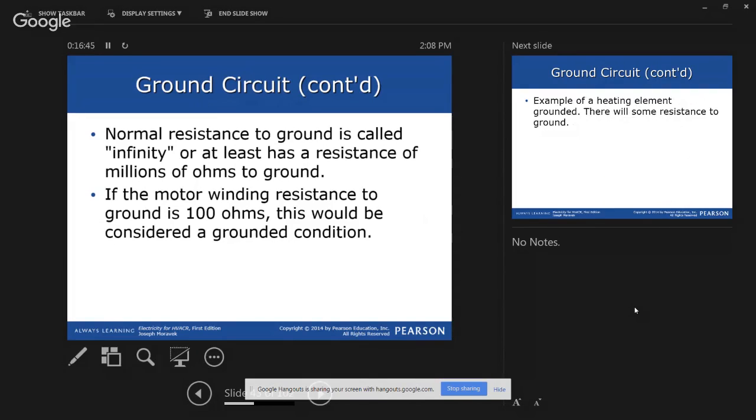Normal resistance to ground is called infinity, or at least a resistance of 1,000,000 ohms to ground. Maybe not always true depending on the situation, but it should be quite high. I can agree with this: if a motor winding resistance to ground is 100 ohms, this would be considered a grounded condition. I've seen motors be grounded when they're 1,000 ohms to ground. When you put a higher voltage or a higher current to them, they can ground out. All of this is relative to the voltage that you're putting through it, so keep that in mind.